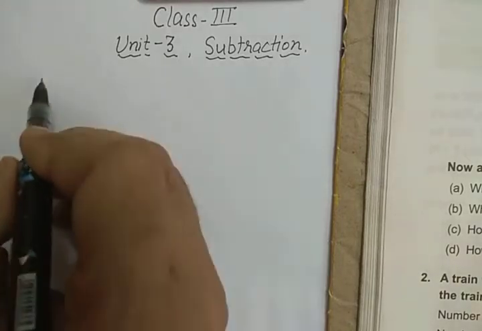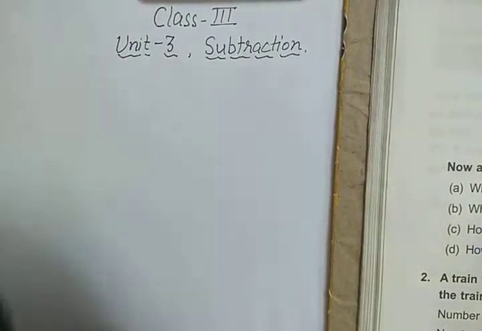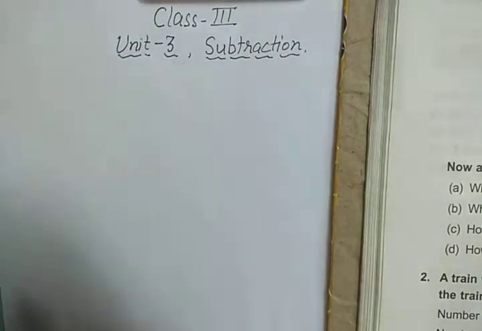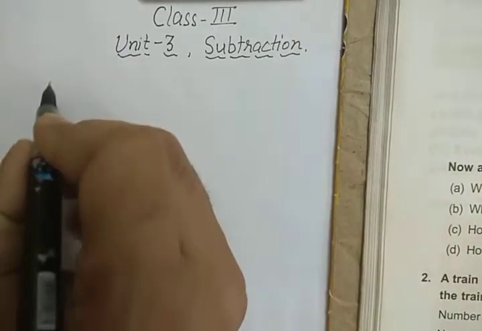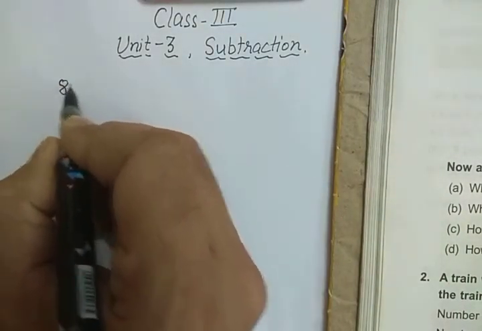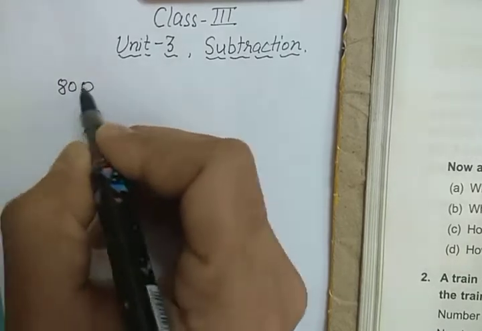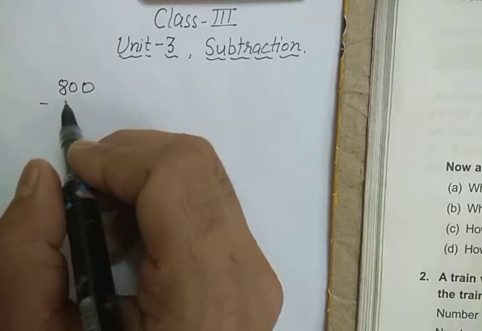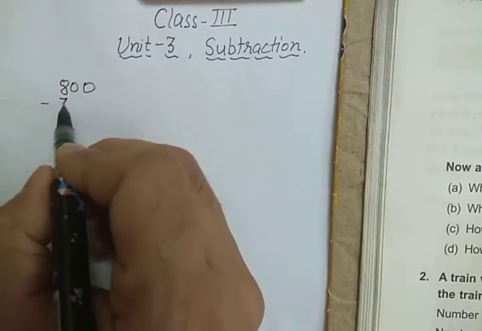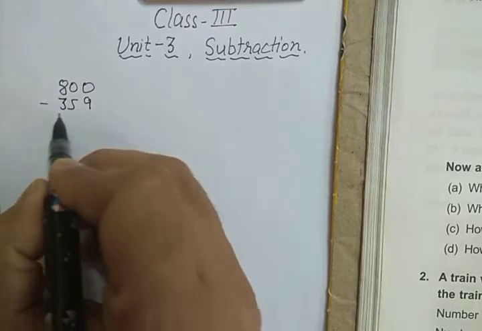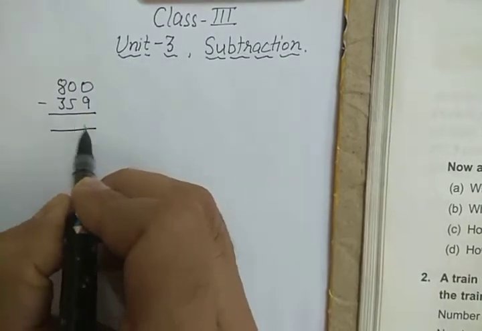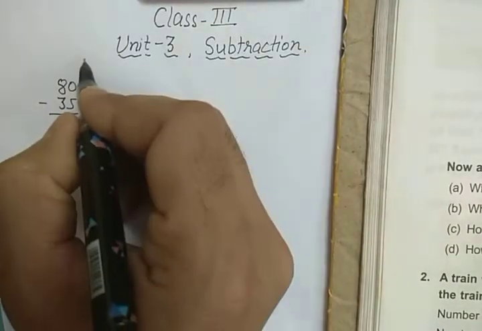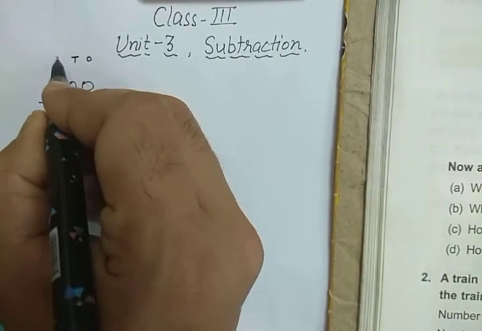So Neha and Mohit, you know, we have to write the greater number on the top. So who has more stamps, Neha or Mohit? Neha has maximum number of stamps, that is 800. And then Mohit has 359 stamps. Now we have to subtract. We have to find the difference between their stamps. So this is ones place, this is tens place, this is hundred place.